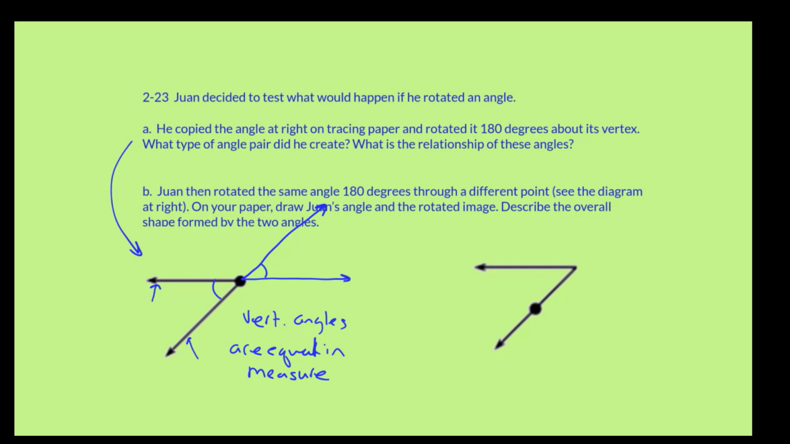Part B is a little different. We are rotating around this point. So if I'm rotating this particular shape 180 degrees this way, I am actually going to have a Z. So if I come through here, it's going to come down like this and rotate that direction. So hopefully that helps, but that is how you do. So this is part B down here. And that is how you do the rotations for 2-23.